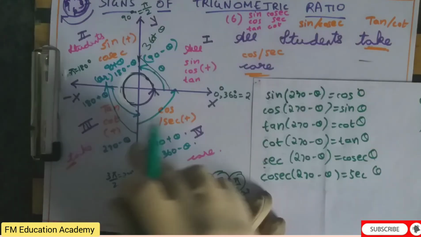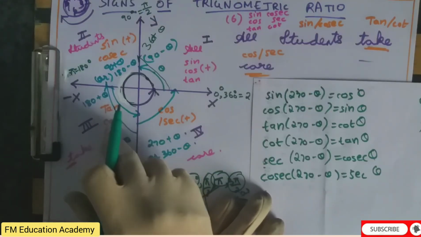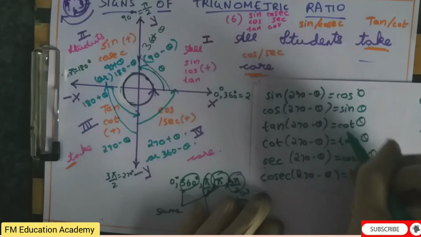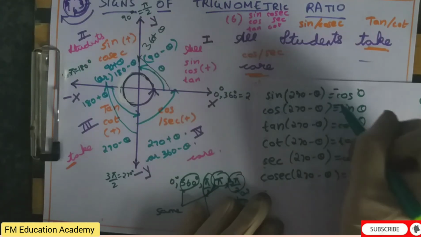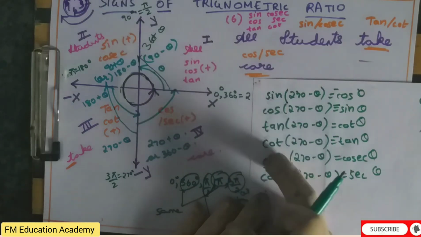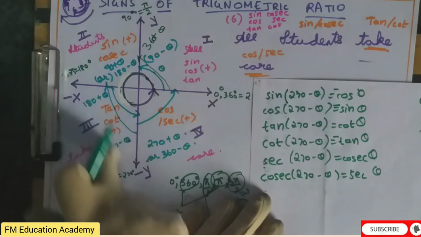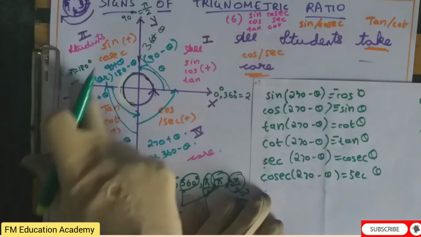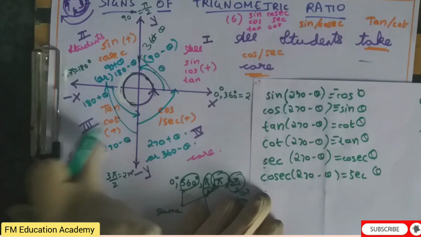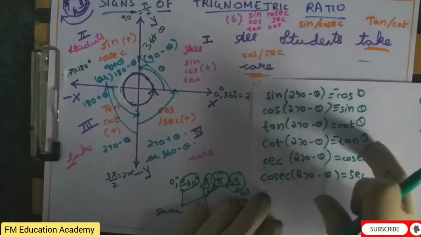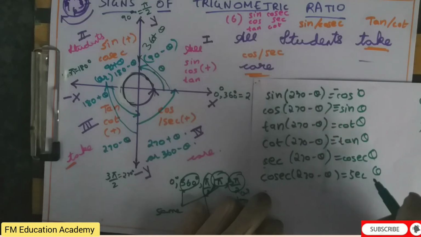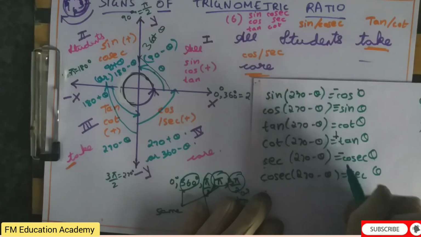Now 270 minus theta means only tan and cot are positive in this third quadrant. So only for these two it is positive. For the rest it will be negative, because sine, cos, secant and cosecant are negative in the third quadrant. So sine 270 minus theta, lying in the third quadrant, is negative. So minus cos theta. This is positive, this is minus, minus.